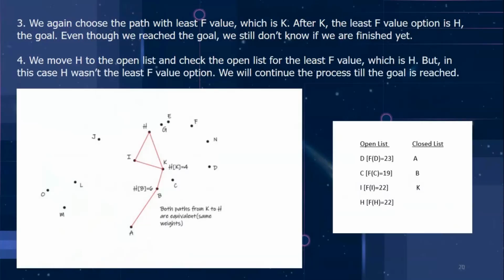3. We again choose the path with least F value, which is K. After K, the least F value option is H, the goal. Even though we reach the goal, we still don't know if we are finished yet. 4. We move H to the open list and check the open list for the least F value, which is not H. In this case H wasn't the least F value option. We will continue the process till the goal is reached.